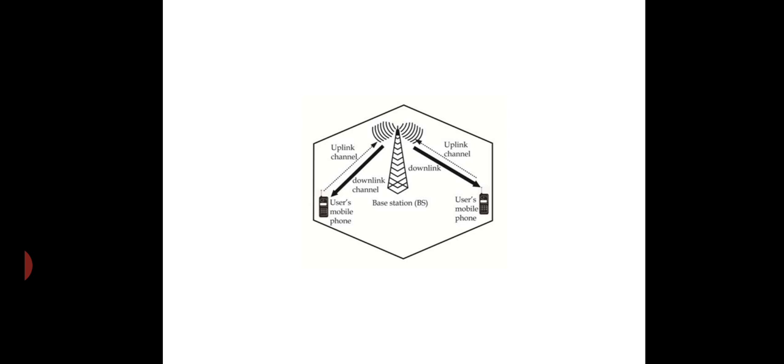Here the connectivity is shown by using this figure. Base stations are connected with the BSC. BSC means base station controller. All the base station controllers are connected with the MSC. MSC means mobile switching center.